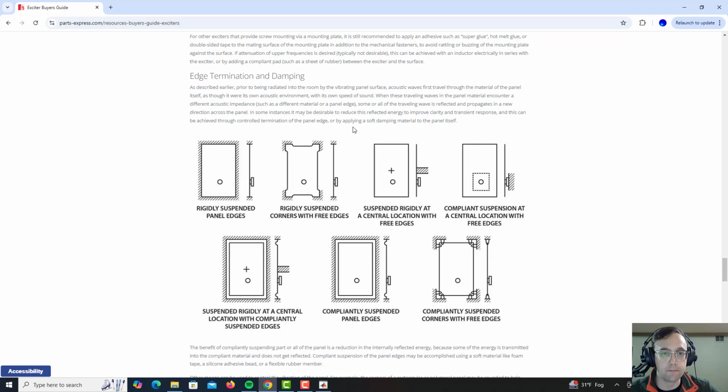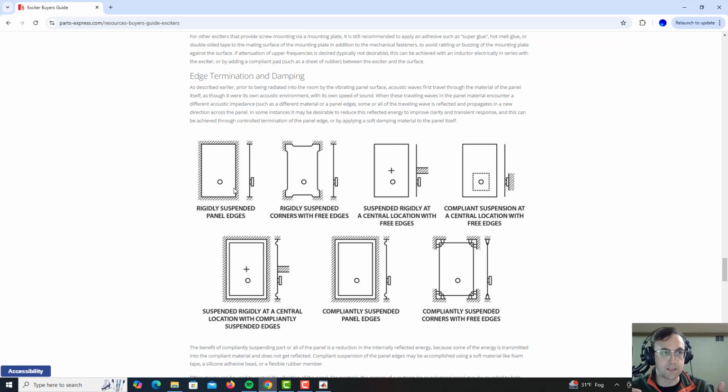So when you make a speaker out of a panel, it has to be attached to something. It can't just be floating free in space. And the Parts Express guide has 7 different examples of possible supports that you can use to design these speakers. So they have rigidly suspended panel edges. That would be essentially where the panel edges are glued to something. And that keeps the panel edges from moving, and it keeps the panel edges from bending.